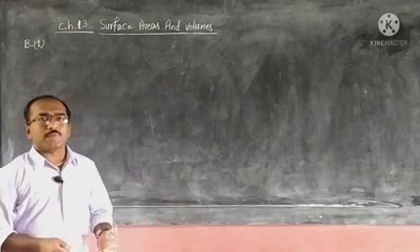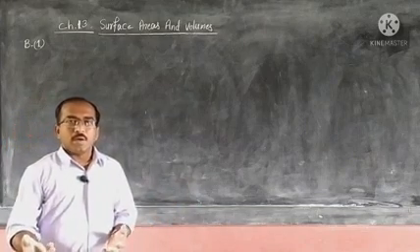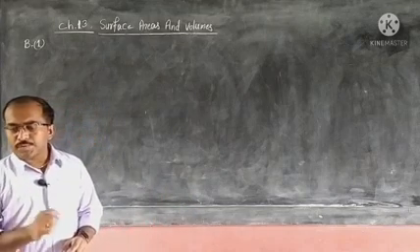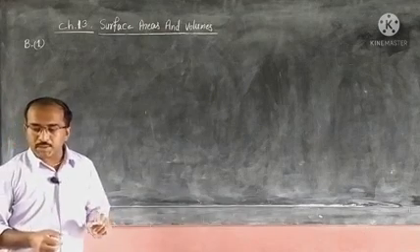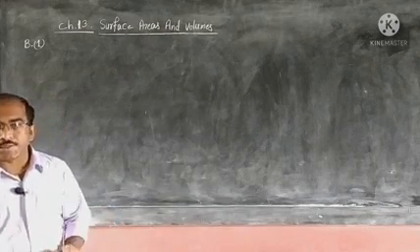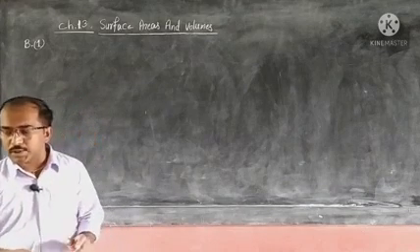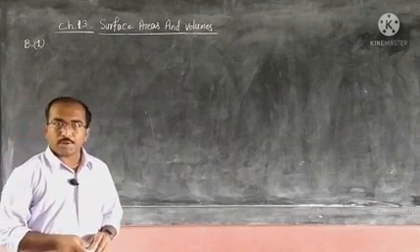In earlier classes we have studied about cube, cuboid, cone, cylinder, hemisphere, sphere and all. So, here we will start in exercise 13.1, question number 1. The question is, two cubes each of volume 64 centimeter cube are joined end to end. Find the surface area of the resulting cuboid.